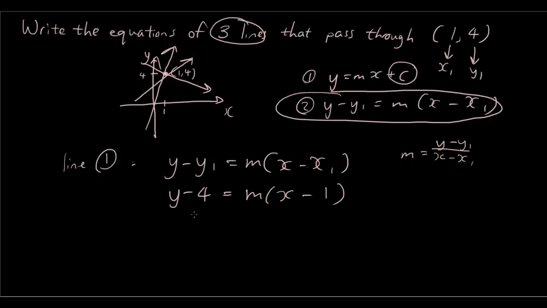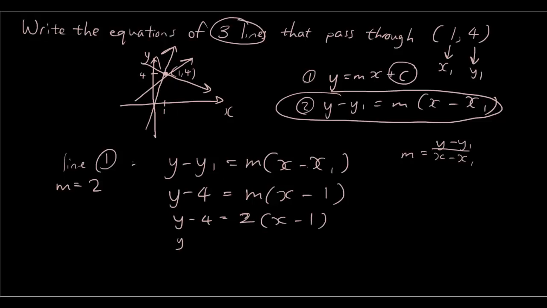Then we can simply use the concept that all of these lines, the three lines, can have any gradient you want, because it simply says write the equation of three lines. It doesn't say what gradient they have to be. So you can just substitute in any number you want for m. So I'm just going to say line 1, the gradient is 2, right, because you're making this number up. So y minus 4 equals 2 bracket x minus 1.